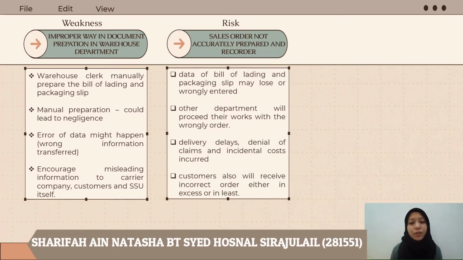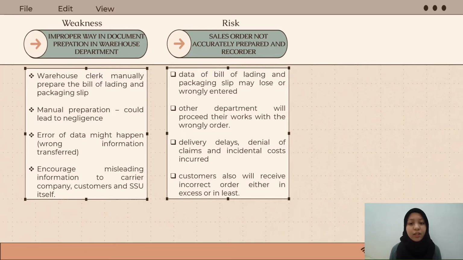Firstly, sales orders are not accurately prepared and recorded. The data of the bill of lading and packaging slip may be lost or wrongly entered. Other departments will proceed with their work using the wrong order. This will affect delivery delays, denial of claims and accidental costs incurred. Consequently, customers also will receive incorrect orders, either in excess or in lease.